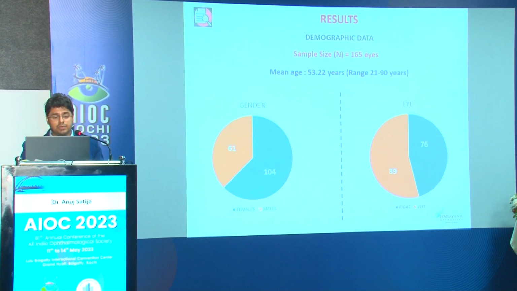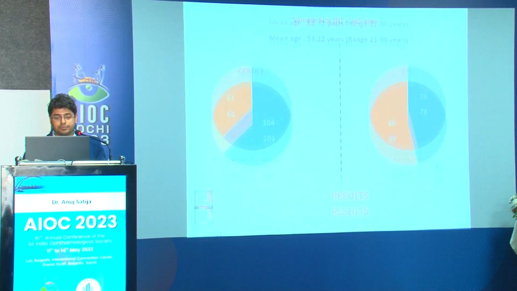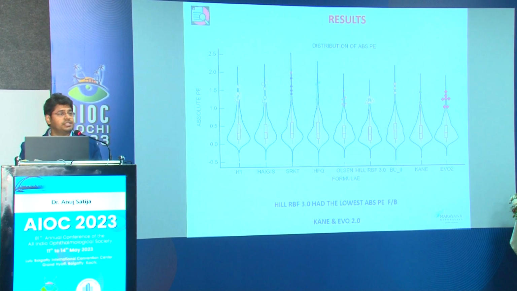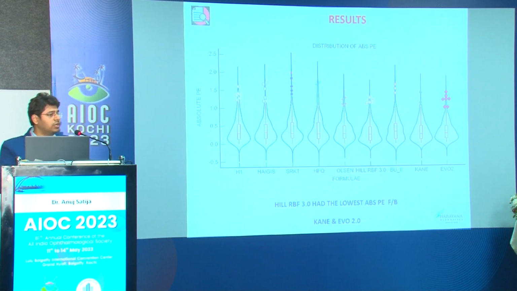The mean age of our patient demographic was 53 years, and there were 165 patients that we were able to recruit in our study. Our results showed that the outcome was decided based on absolute prediction error, the median absolute prediction errors based on all the formulas. The lowest absolute prediction error was with the Hill RBF 3.0 along with the Kane and the EVO 2.0.